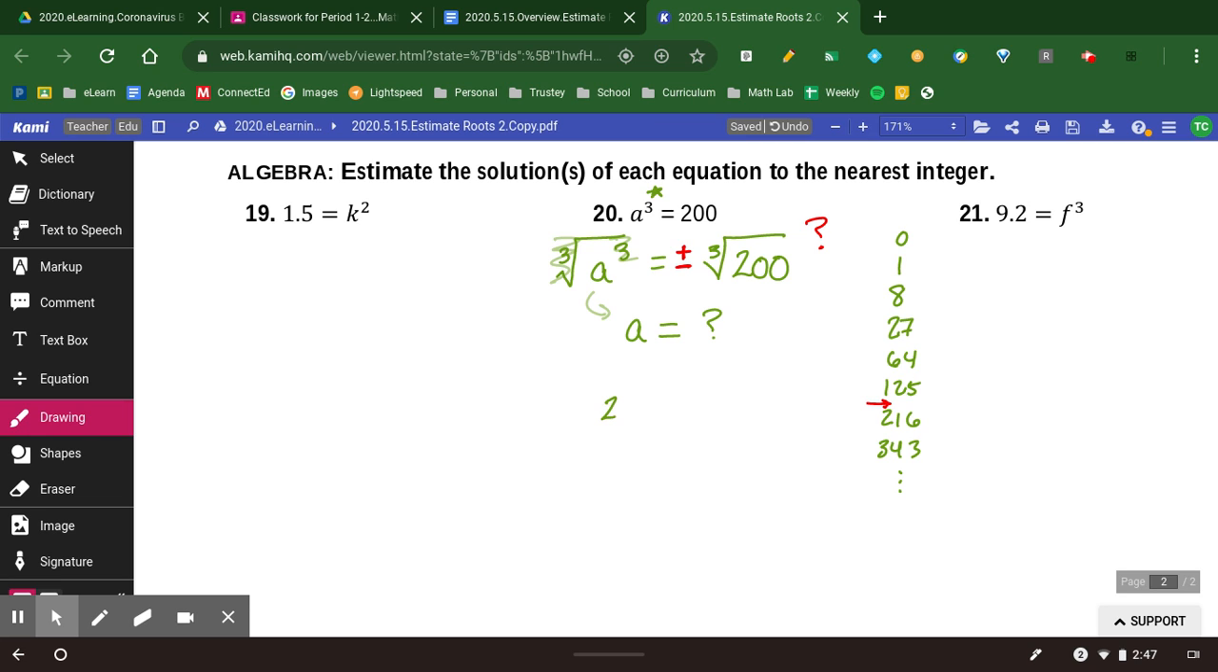So let's go ahead and set up a compound inequality. 200 is smaller than 216. It is larger than 125. Now, for those of you wondering, why would we choose those numbers? Why not choose 199 and 201?